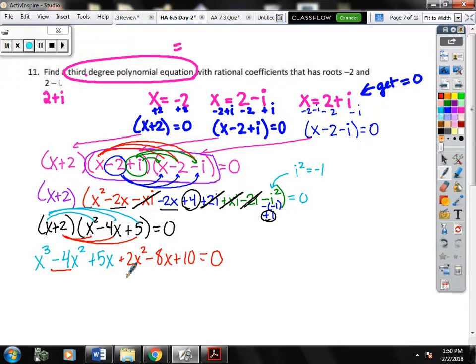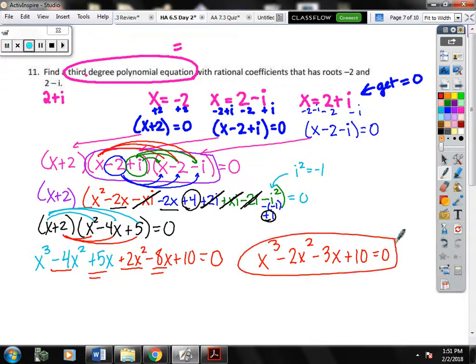And then last but not least, combine your like terms. And we should get x cubed minus 2x squared minus 3x plus 10 equals 0. Unfortunately, there's no way to put this in your calculator and do like a cubic regression because it has the imaginary roots. Your calculator only deals with real solutions. So the bell's going to ring in about 3 minutes.